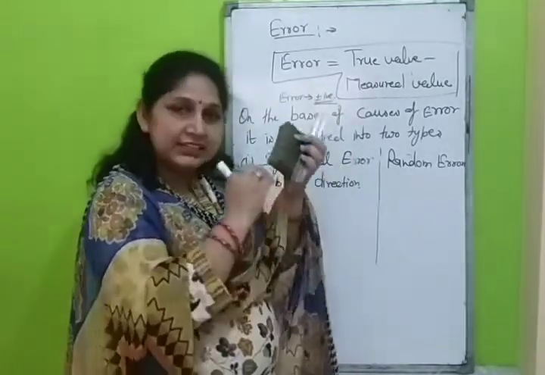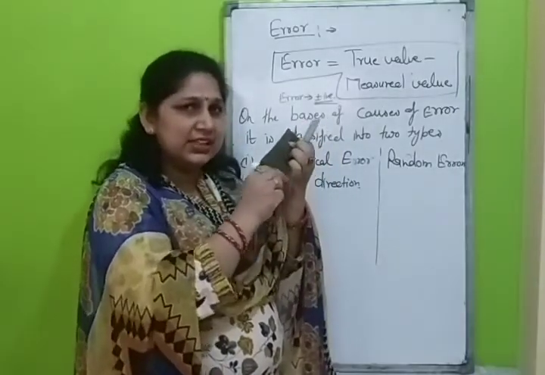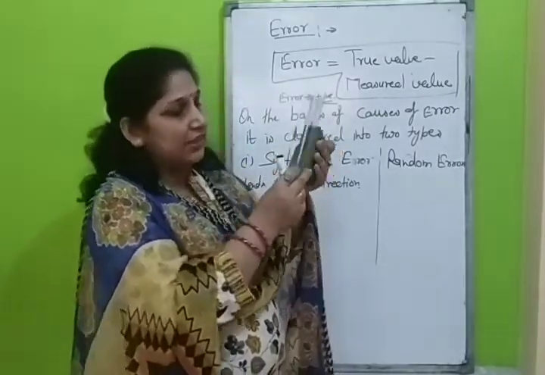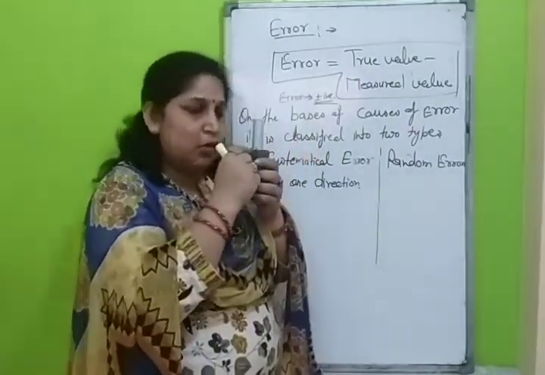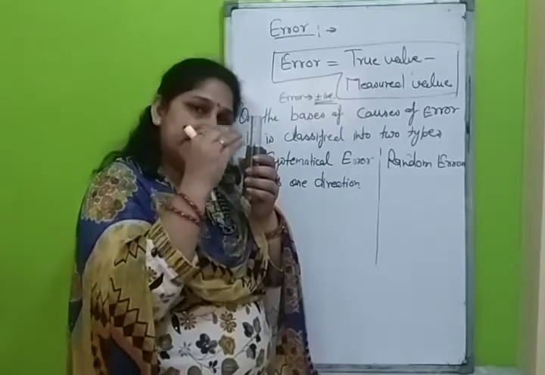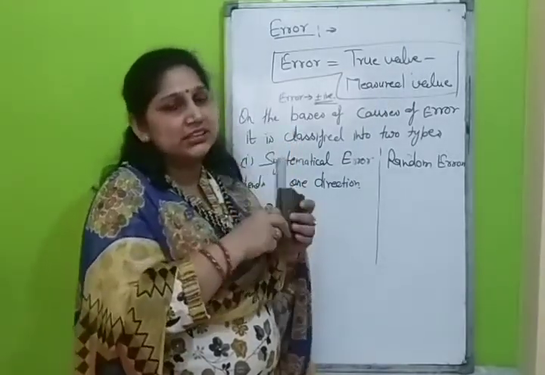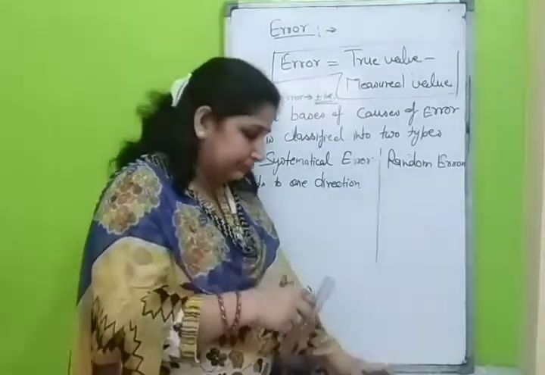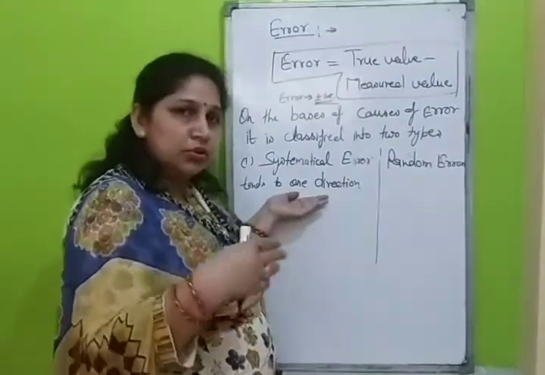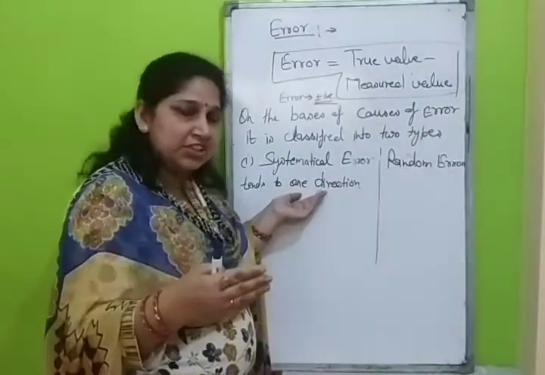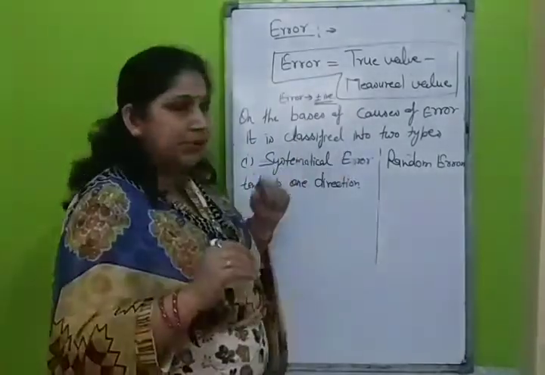If the scale is rubbed down and there is some shorter length, then we measure the length. It gives us a greater value, but the object is not so great. It means this is called negative error. So if we take more than one observation and there is error in one direction, this error is called systematic error.